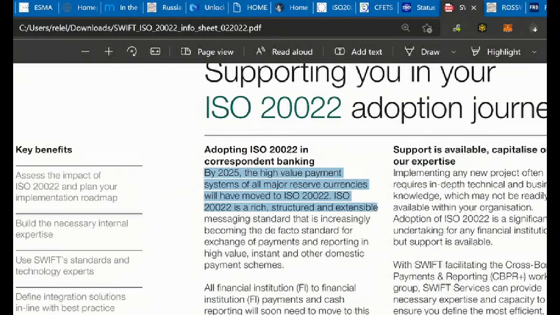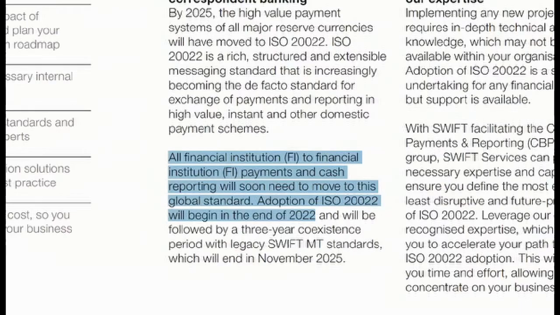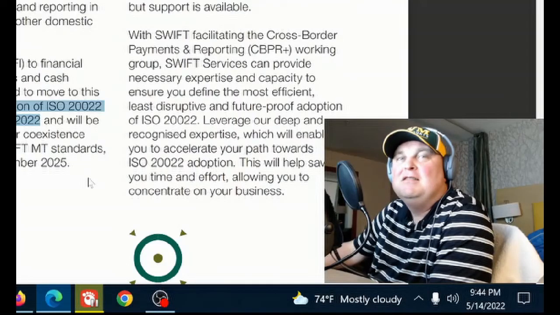ISO 20022 is a rich, structured, and extensible messaging standard that is increasingly becoming the de facto standard for the exchange of payments and reporting in high-value, instant, and other domestic payment schemes. All financial institution to financial institution payments and cash reporting will soon need to move to this global standard. Adoption of ISO 20022 will begin at the end of 2022. Do you see that? That's this year.